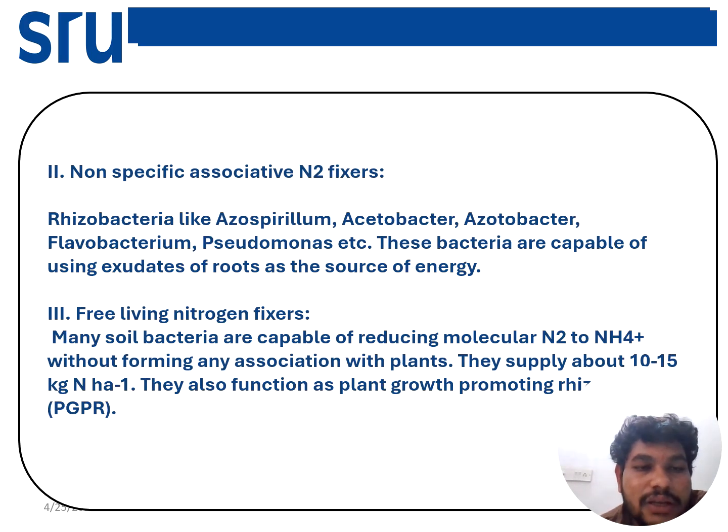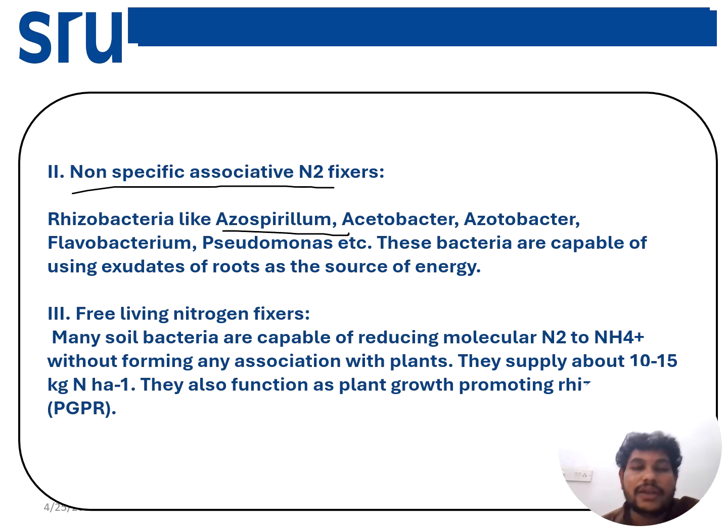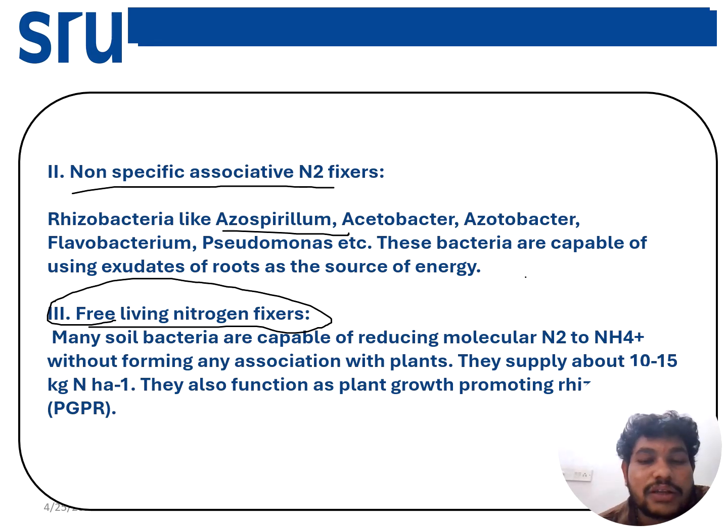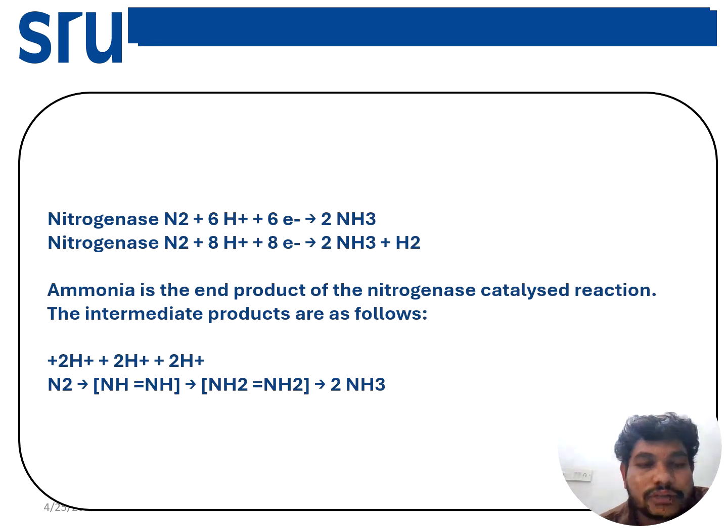Non-specific or non-symbiotic interaction for nitrogen fixation is done by Azospirillum. This is called associated nitrogen fixation. Here the nodules will not get formed, and the nitrogen fixation will be nearly 30 to 40 kg per hectare. In free-living nitrogen fixation, done by Azotobacter, the bacteria are free living, not associated with the plant roots, and they will fix nearly 10 to 15 kg per hectare of nitrogen.